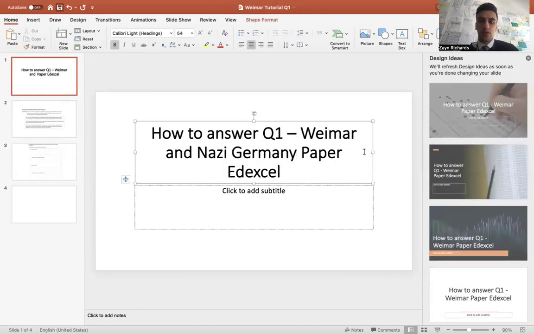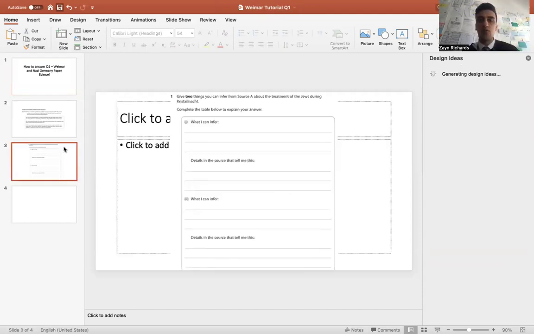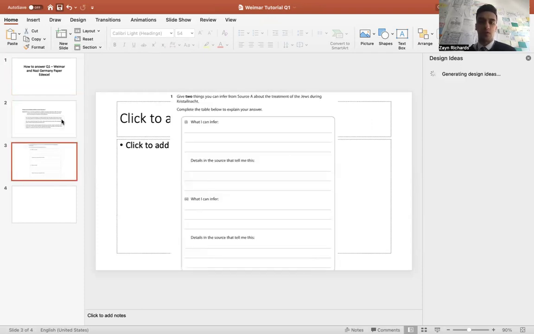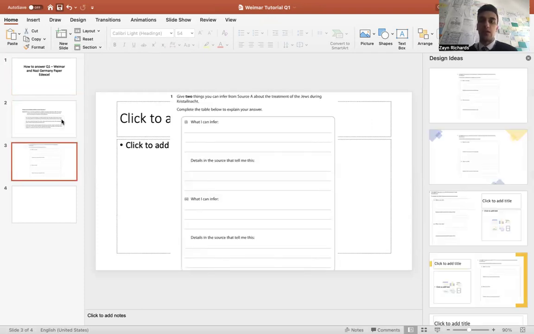Okay. Right. So for this question then, you'll be given a source on the first page in the exam booklet. And then you are given this grid, which in this case is give two things you can infer from source A about the treatment of the Jews during Kristallnacht.